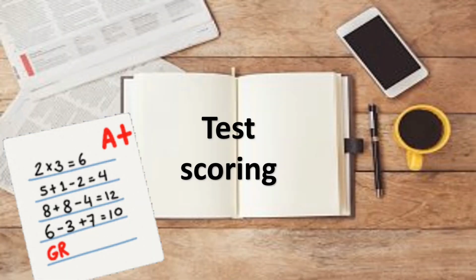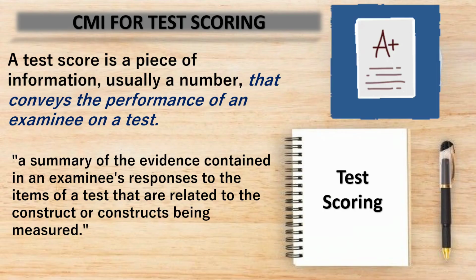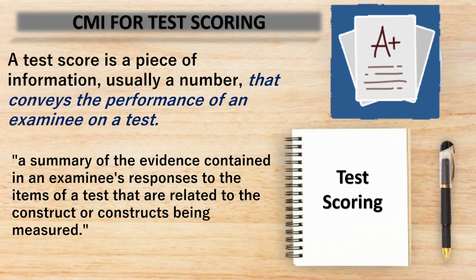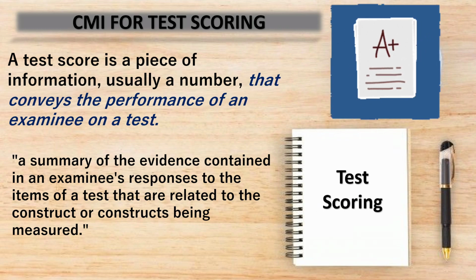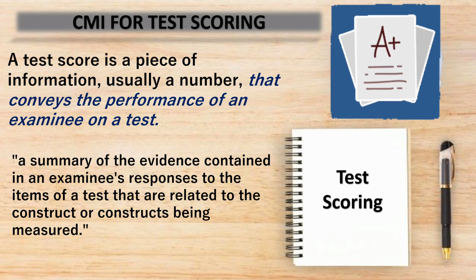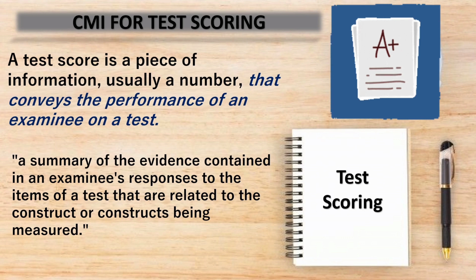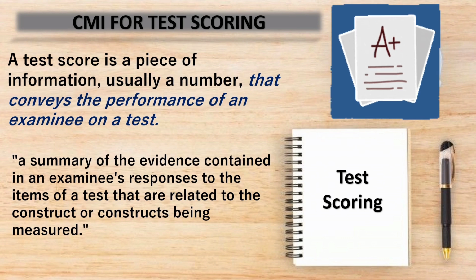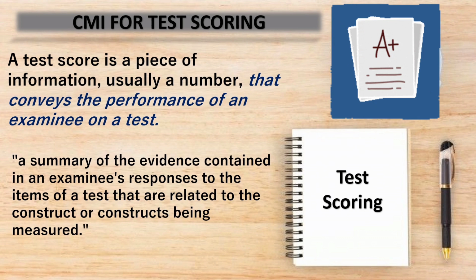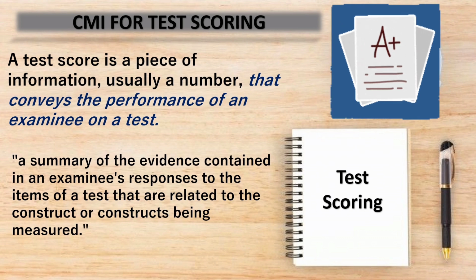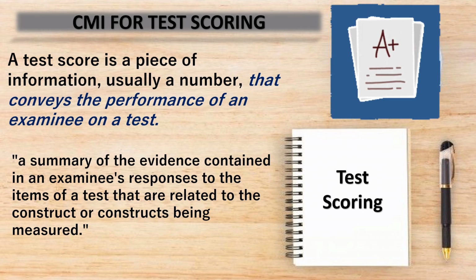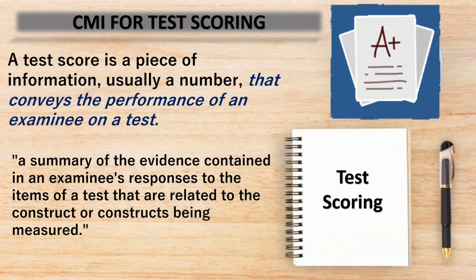Now this time, let's see how CMI is used for test scoring. A test score is a piece of information, usually a number, that conveys the performance of an examinee on a test. It is also a summary of the evidence contained in the examinee's responses to the items of a test that are related to the construct being measured.